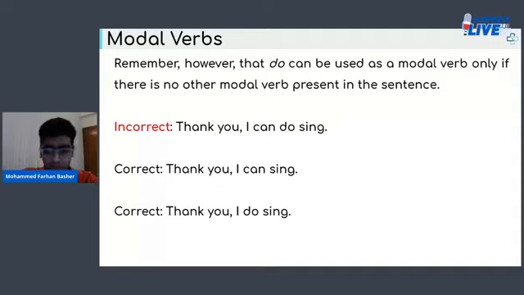Okay, all right, do you have any other questions regarding modal verbs or the active or passive voice? If you do, now is the time. I'm going to give you two more minutes to post your queries in the comment section so I can answer your questions. Let me know.